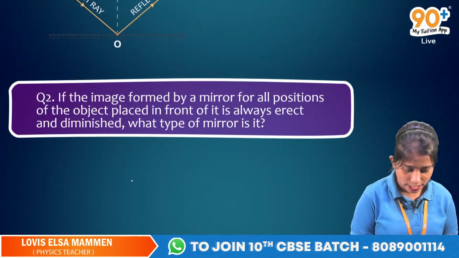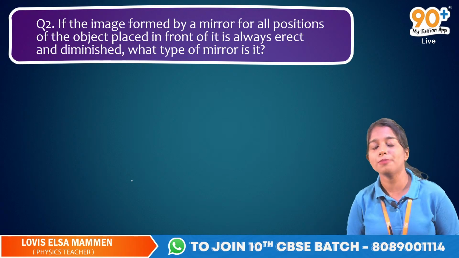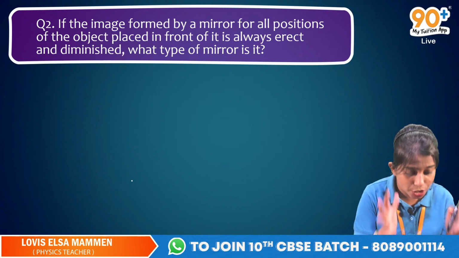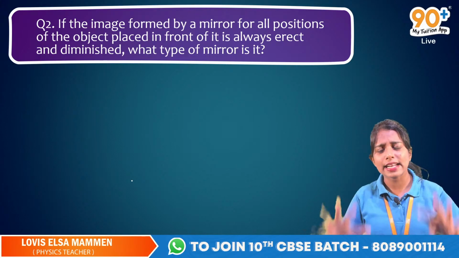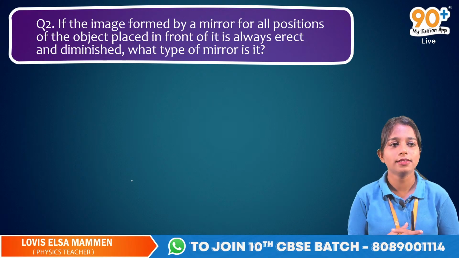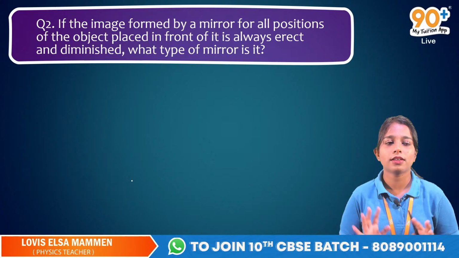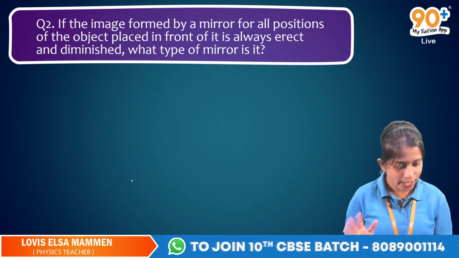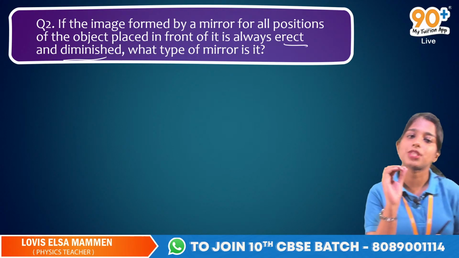Now here comes the second question. If the image formed by a mirror for all positions of the object placed in front of it is always erect and diminished, what type of mirror is it? If you keep an object in front of a mirror, wherever you keep it, the image formed will always be erect and diminished. Which type of mirror is it?